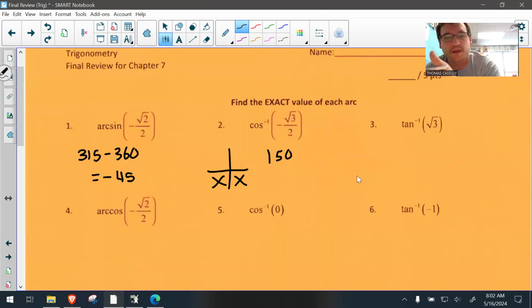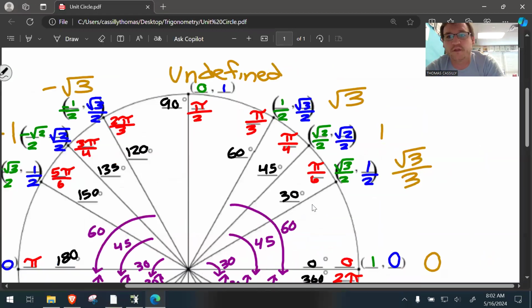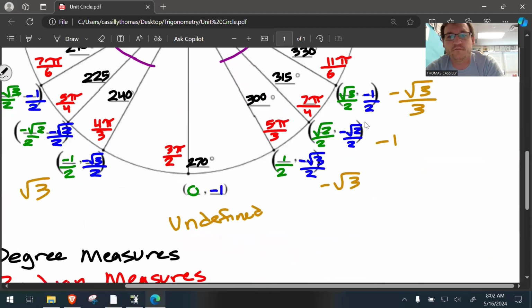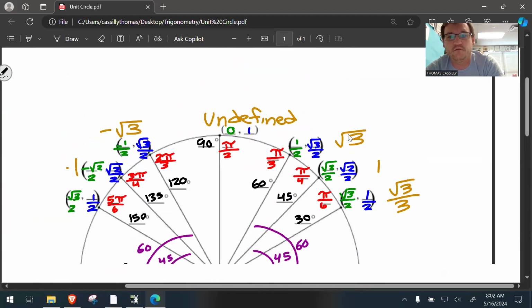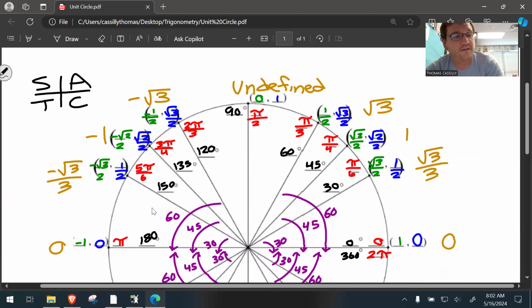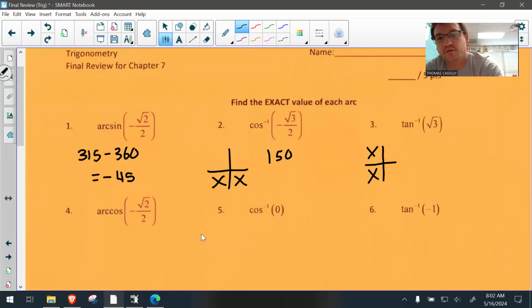All right, and inverse tangent. Inverse tangent, we said, is not defined in quadrants 2 and 3. So the answer has to be either in quadrant 1 or quadrant 4. So look for that positive square root of 3. It's going to be right here. That gives us a 60-degree angle.